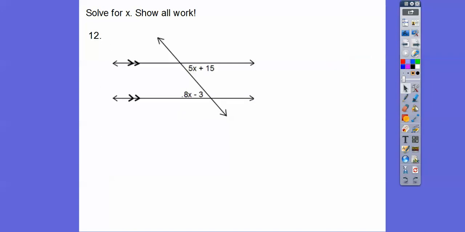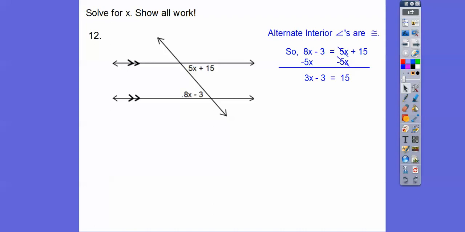Okay, easy enough. These guys are alternate interior angles, and they're congruent, so we set those equal to each other. Subtract 5x, add 3, divide by 3, we get 6 on that guy, okay?